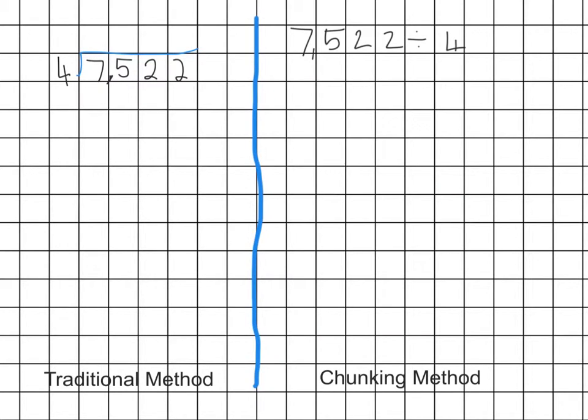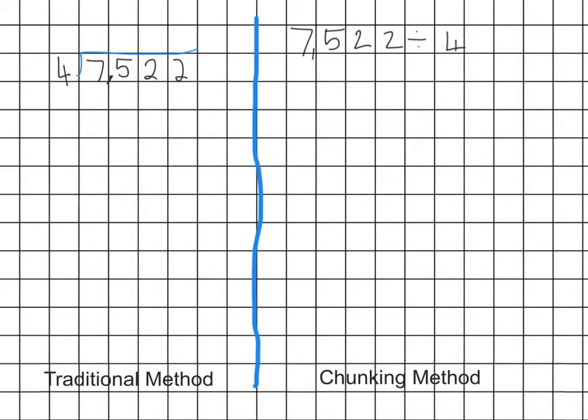So we're going to show you the chunking method that you might have seen before alongside the traditional method. We'll do the chunking method first, and we're dividing 7,522 into 4. So we're using the 4 times tables. And to begin with, look at 7,522 and think of how many lots of 4 we can get from that without going over, using our times tables.